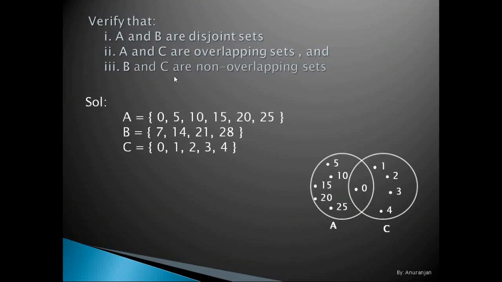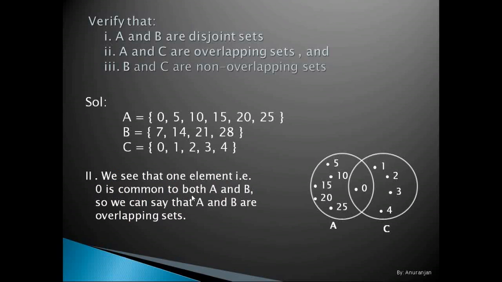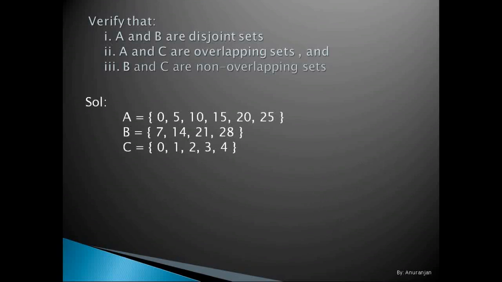So here they have asked to verify whether A and C are overlapping sets. So we see that one element, that is 0, is common to both A and C. So we can say that A and C are overlapping sets. Clear? Next, B and C are non-overlapping sets. Now, non-overlapping basically means disjoint. Means no element is common between the two sets.